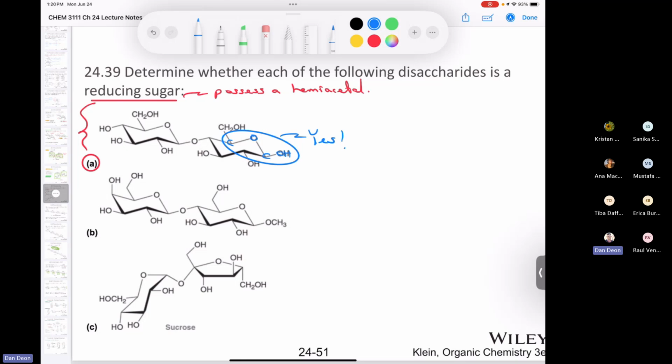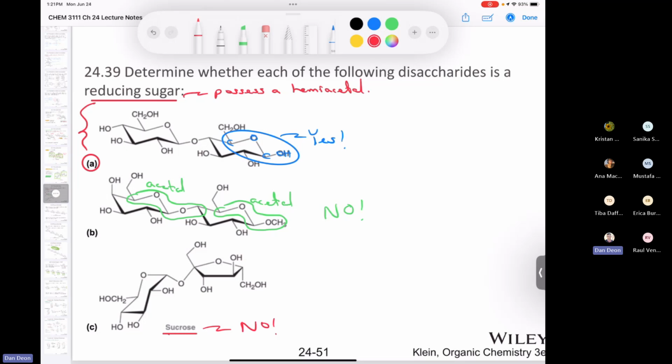If we look at the next compound, you can see that you have a glycosidic linkage here, right? This is glycosidic because that's an acetal. And then we also have a glycoside here because this is an acetal. And so there's no hemiacetal in here, so this would be a no. This is not a reducing sugar. And the last one is kind of fast because it's sucrose. And we know that sucrose is by definition not a reducing sugar.